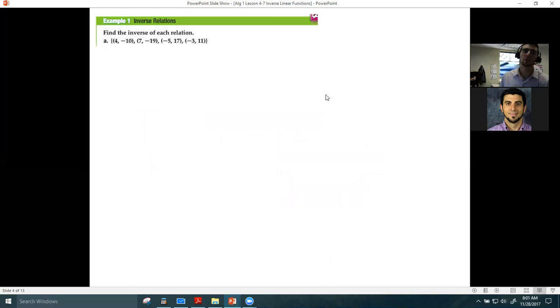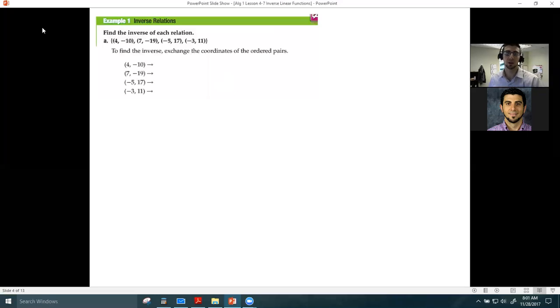Okay, so let's find the inverse of each relation. This relation is a set of 4 ordered pairs. To find the inverse, all you do is exchange the coordinates of the ordered pairs. So I just listed all 4 ordered pairs here. All you do is flip-flop the x and y values to get the inverse. It's really that simple. So the inverse, if you list them in set notation, is right here, these 4 ordered pairs, and all we did was flip-flop them.